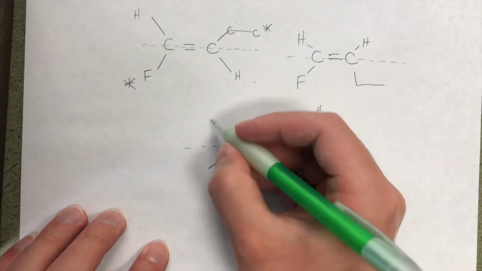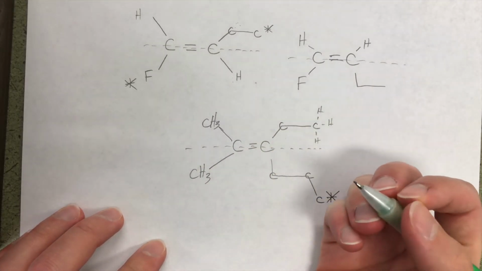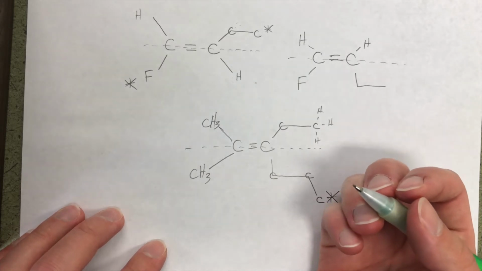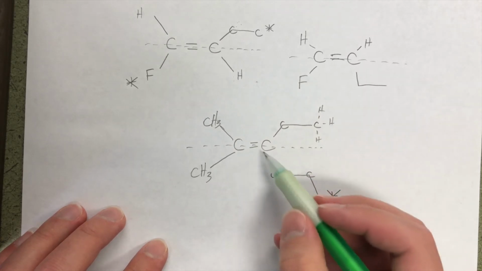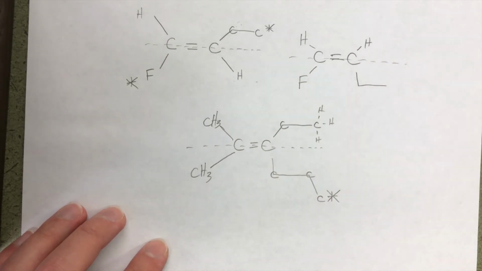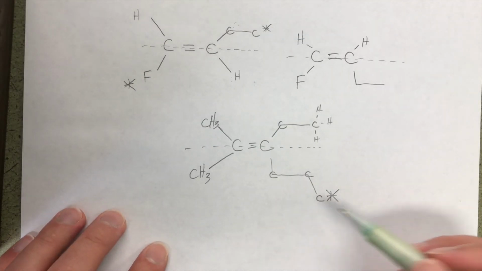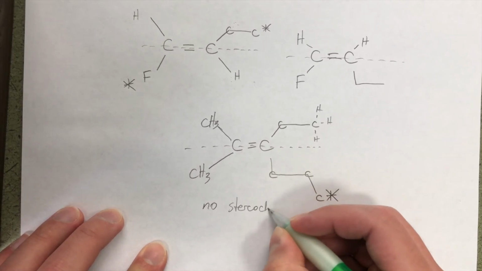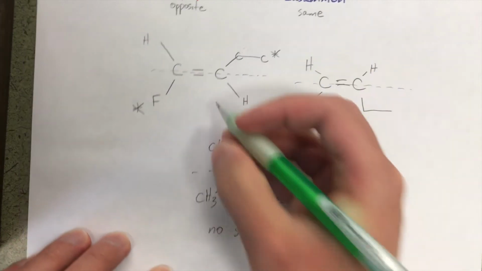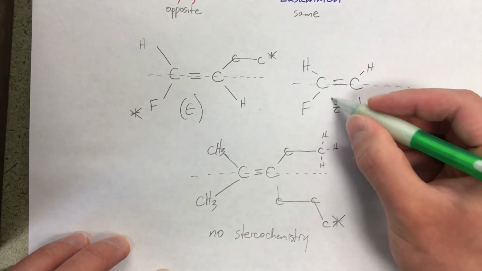And if we look over here, we see that these are both methyl groups. And so which one is higher priority? Well, it's actually a trick question. They're both the same priority, and so we can't select one as a higher priority. And so this molecule right here actually does not have stereochemistry, and so we would not use an E or a Z designation to identify this molecule. So this one has no stereochemistry. But this one would have E stereochemistry, and this one would have Z stereochemistry.